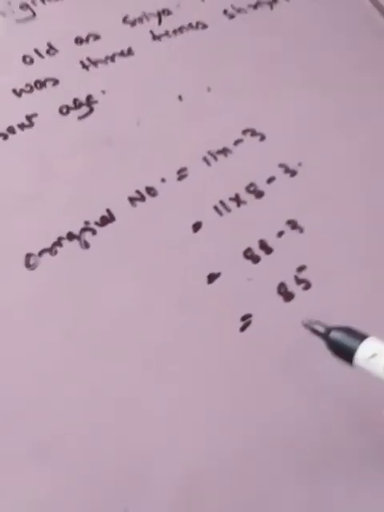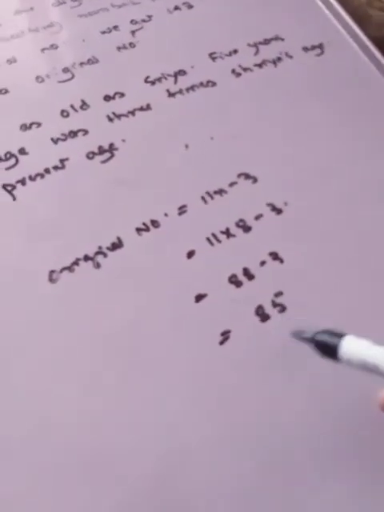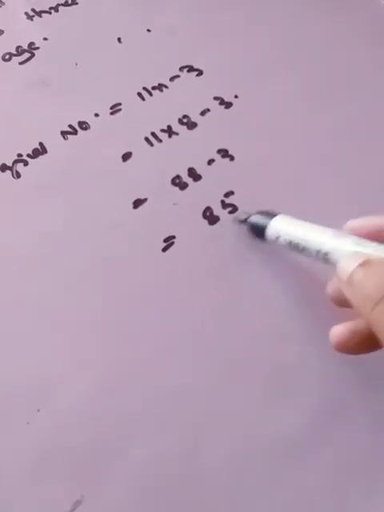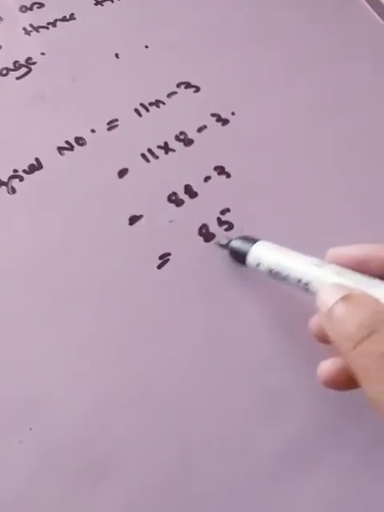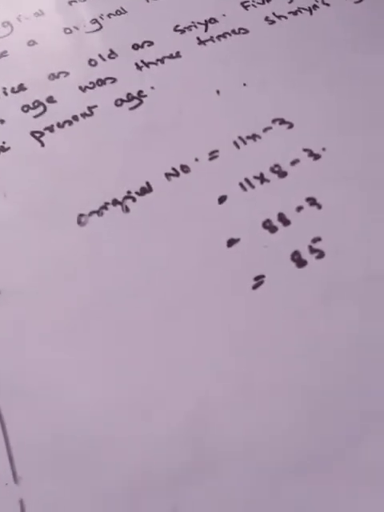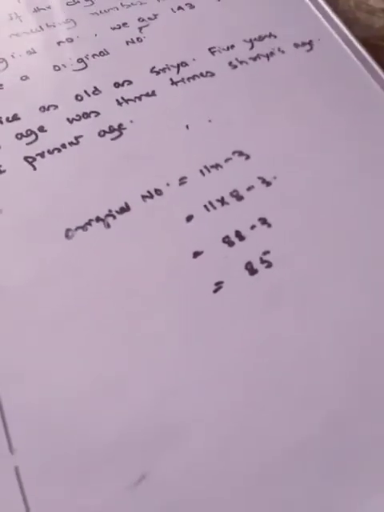Now just to recheck, just to verify whether your answer is right or not, you see, what was the first sentence? The digits of a 2-digit number differ by 3. So if we subtract these 2 digits, should I get 3? So 8 minus 5 is what? 3. So my answer is right. Okay, this is how you can verify your answer also.